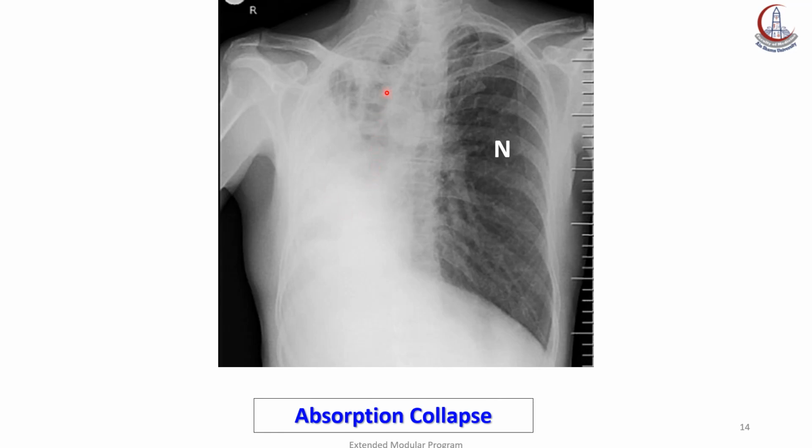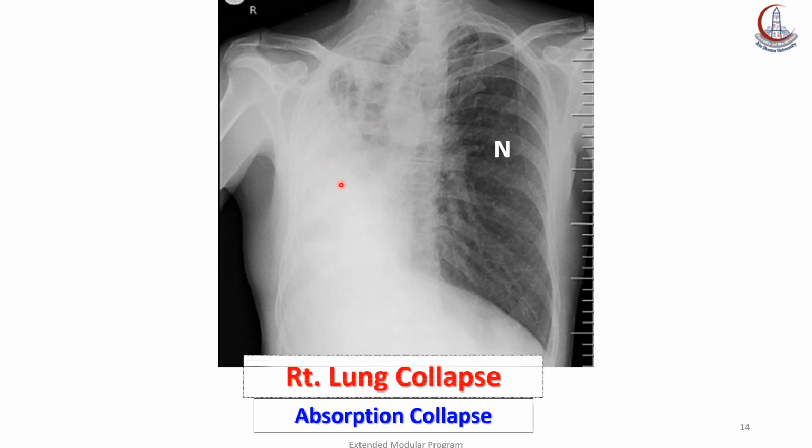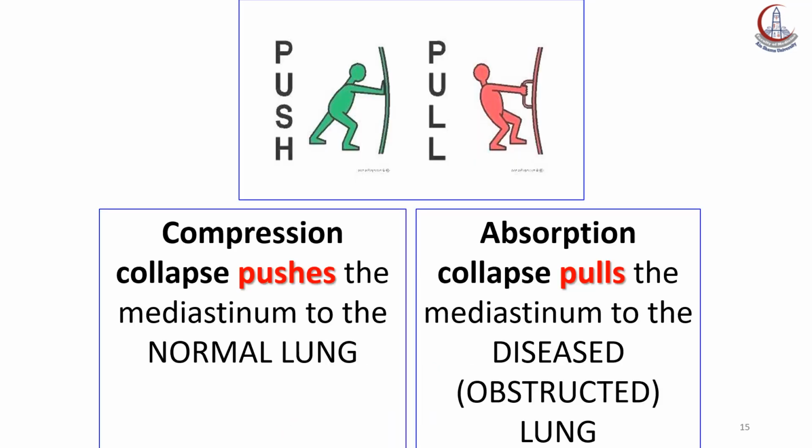Last example of absorption collapse. This is the normal lung shadow, and this is the absorption collapse of the right lung with shifting of the mediastinum towards the collapsed right lung. So a compression collapse pushes the mediastinum toward the normal lung, and absorption collapse pulls the mediastinum towards the diseased obstructed lung.